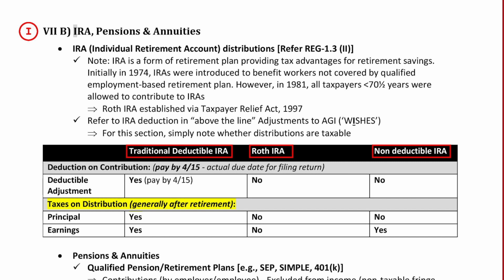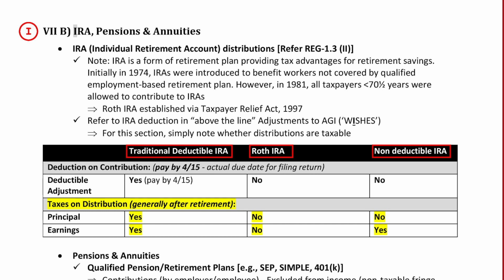Now, if it is a traditional deductible IRA, highlight both the principal and earnings are taxable. So it's a yes and yes. But if it is a Roth IRA, neither the principal nor the earnings are going to be taxable. Highlight no and no. For non-deductible IRA, highlight no for principal and yes for earnings.